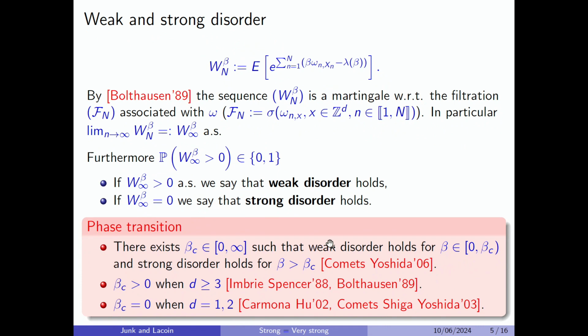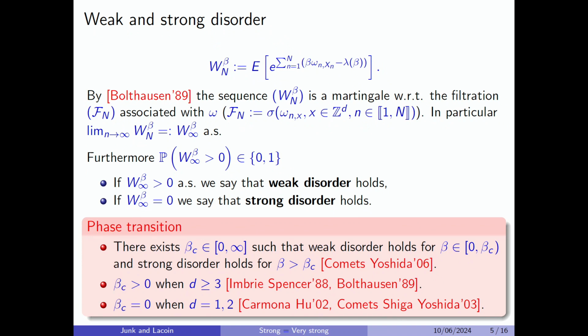When the limit is positive almost surely, we say that we have weak disorder, and when it's equal to 0 almost surely, we say that we have strong disorder. And a way to justify this terminology is just thinking about what this means. So weak disorder really means that Zn behaves like its expectation at first order. That is, Zn divided by this expectation asymptotically converges to something which is non-zero.